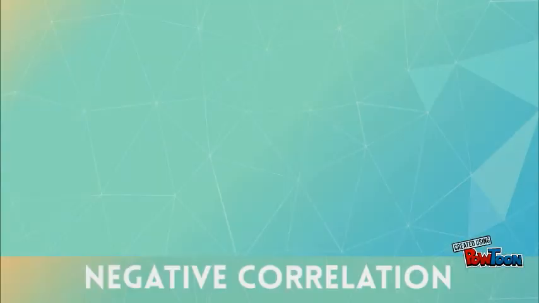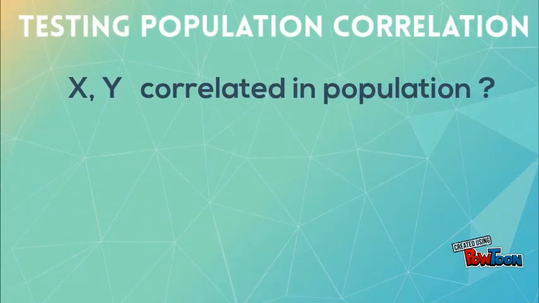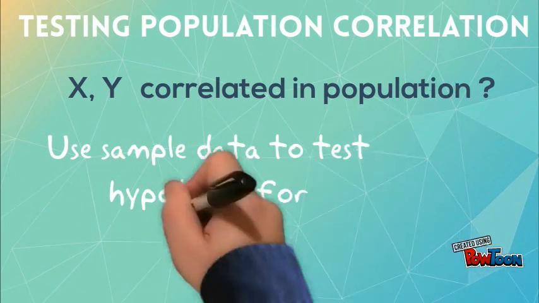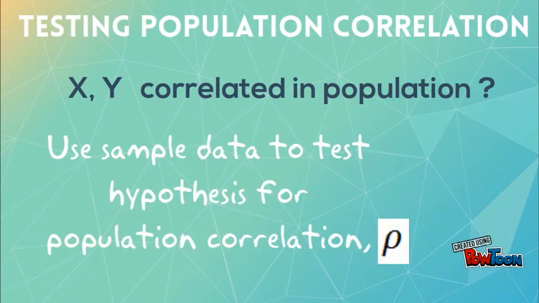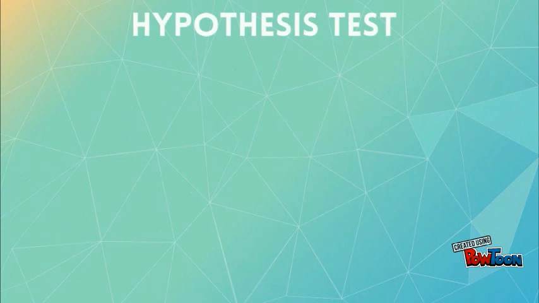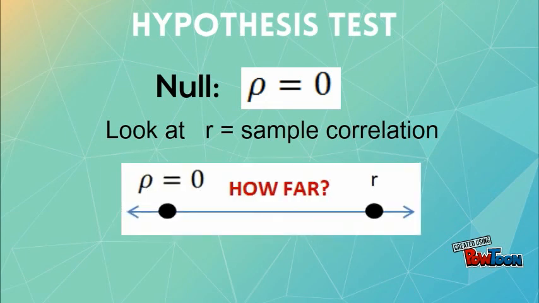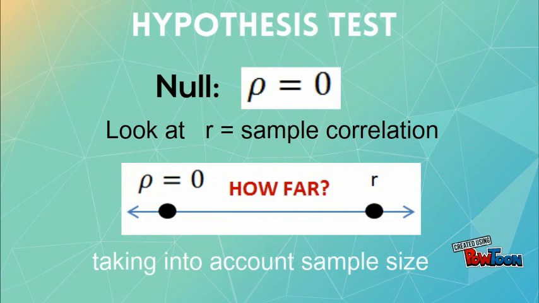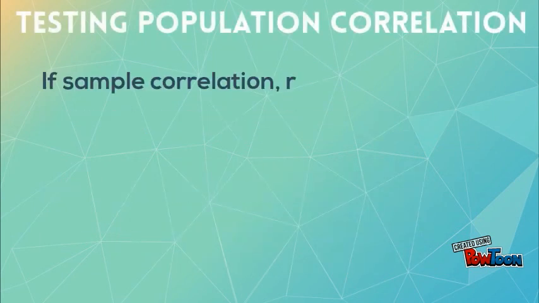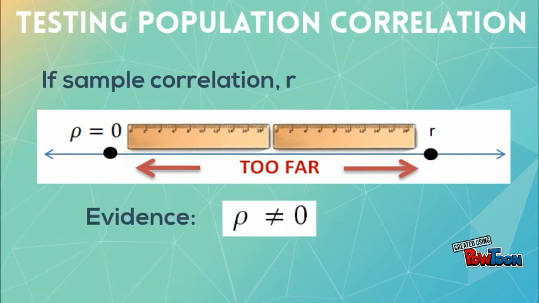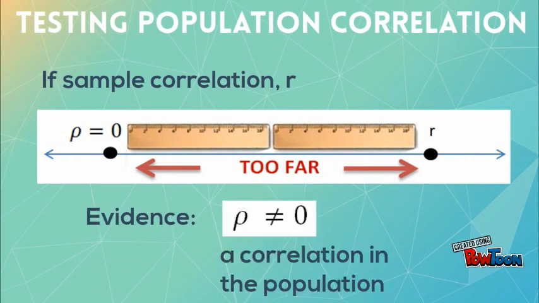If we want to determine if two variables are correlated in the population, we can use sample data to perform a hypothesis test for the true correlation ρ. Similar to other statistical tests, to test the null that ρ equals 0, we look at R, the sample correlation, and see how far away R is from the hypothesized ρ of 0, taking into account sample size. If R is too far away from 0, we have evidence that ρ is not equal to 0. Therefore, there is evidence of a correlation in the population.